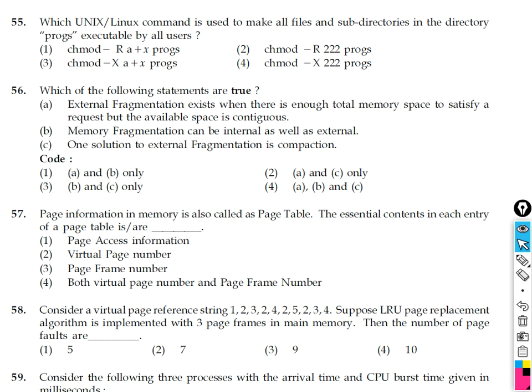Next question, which Unix or Linux command is used to make all files and subdirectories in the directory procs executable by all users? So here the answer is chmod, which represents change the mode, and here hyphen or a plus x. A represents all programs, and x represents the subdirectories also.